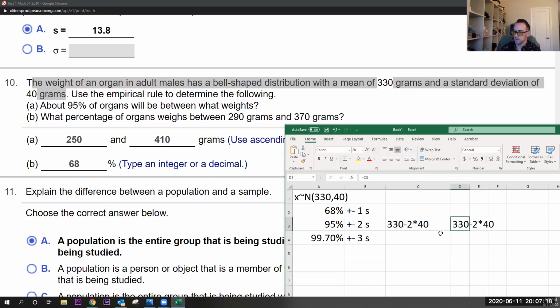But yeah, 330 minus 80 is what? 250. And then this one would be 330 plus 2 times 40, right? So that's 410. So yeah, that's how we get the answers, 250 and 410. Are there any questions on that? That was for the 95% one. Yeah, no, I got that.